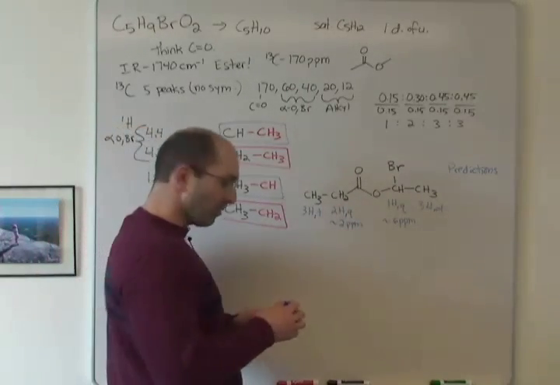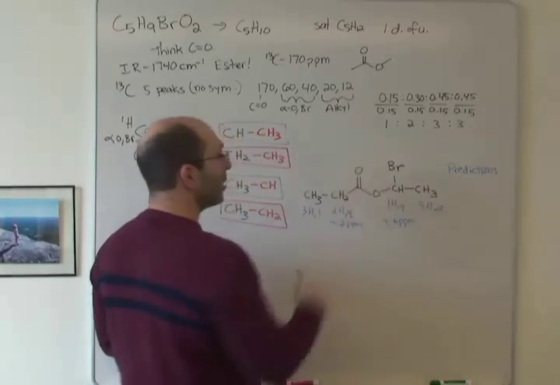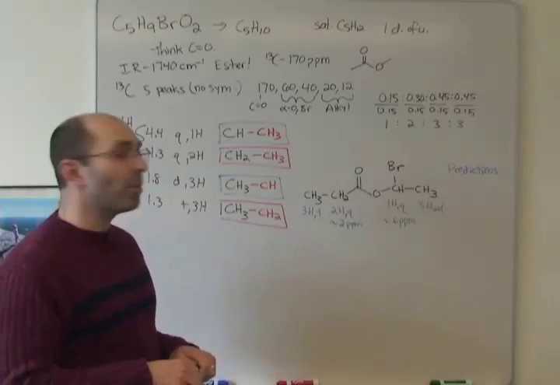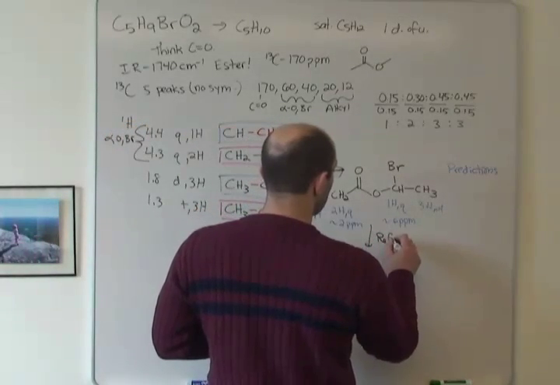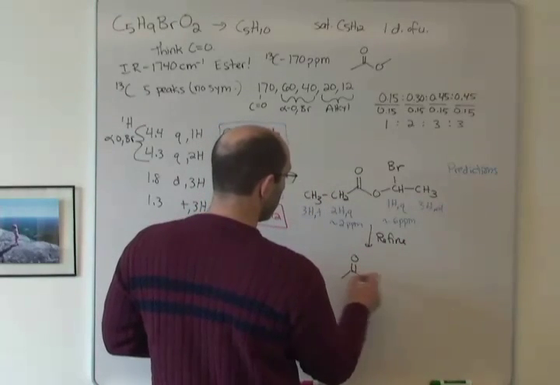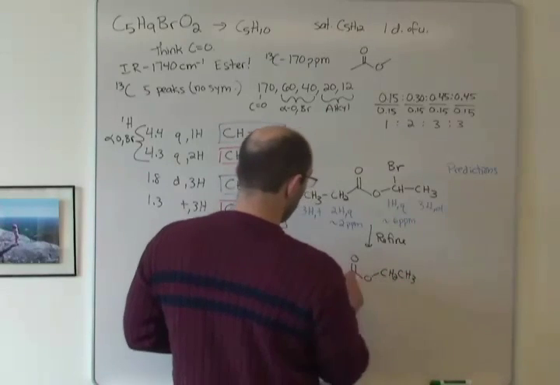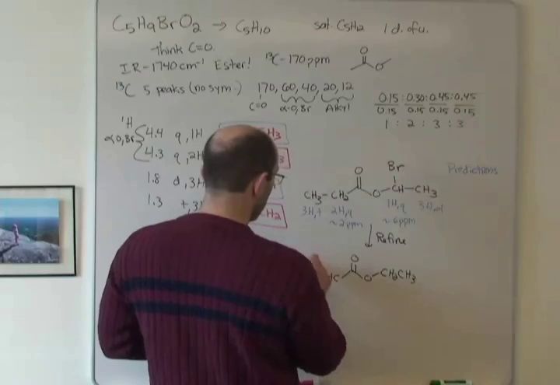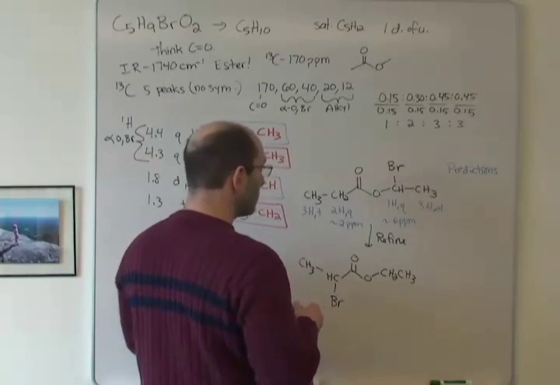That's fine. We just need to refine the structure, and that means we can't have the O and the Br attached to the same carbon. So let's refine. If we refine the structure, again, let's start with the ester. But this time, let's put the ethyl group off the oxygen. And then we have the CH and the CH3 over here, and the bromine coming off in that position.